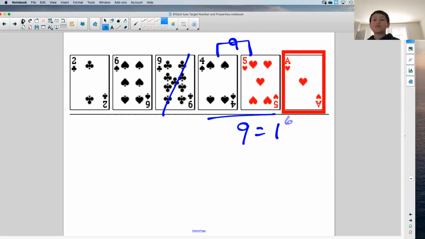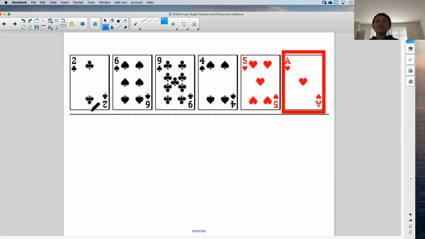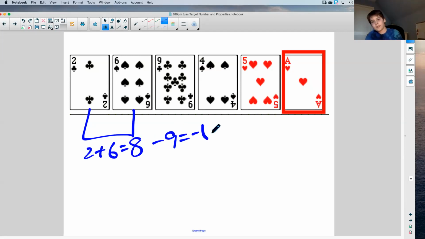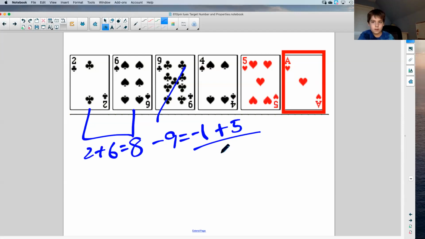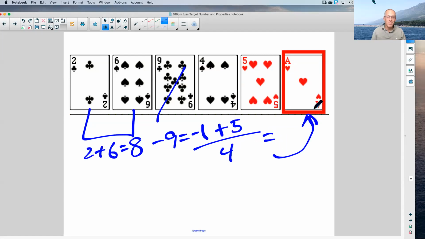Okay, so 2 plus 6. I don't know if it's elegant or not, but 2 plus 6, that's 8, and then minus 9, that's minus 1. And then minus 1 plus 5, and then divided by 4. Okay, Ethan, very elegant, very sweet.